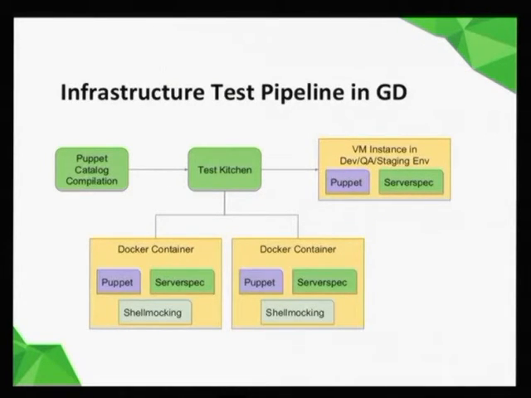And Test Kitchen operates by provisioning Docker containers. It puts the Puppet code under test into a Docker container and runs the test suite there. We also use strict internally, calling it shell mocking. It's a way to isolate things in the container and get rid of external dependencies. I will elaborate on it a bit later.